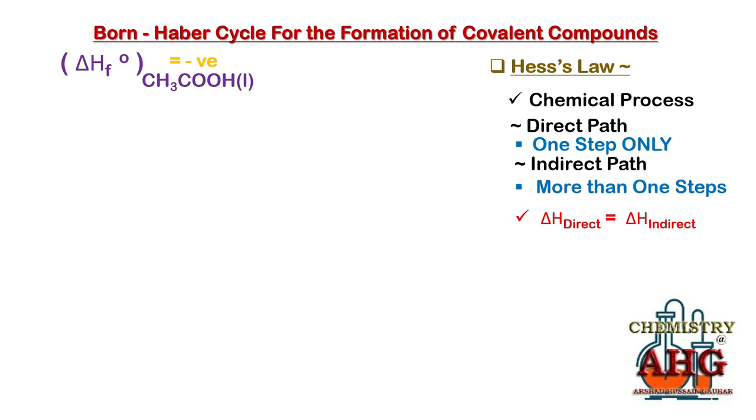What you must remember, for the formation of covalent compound, always indirect path involves two steps. How many steps? Two steps. First step, we will carry out the atomization of elements. So first step is atomization, and second step is formation of covalent bond. So direct path always involves enthalpy change of formation, while the indirect path for the formation of covalent compound involves atomization enthalpy and bond energy or bond enthalpy. Okay, let's work out how to construct Born-Haber cycle using this information for ethanoic acid.